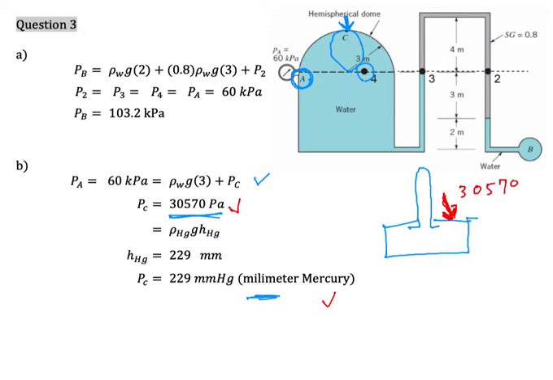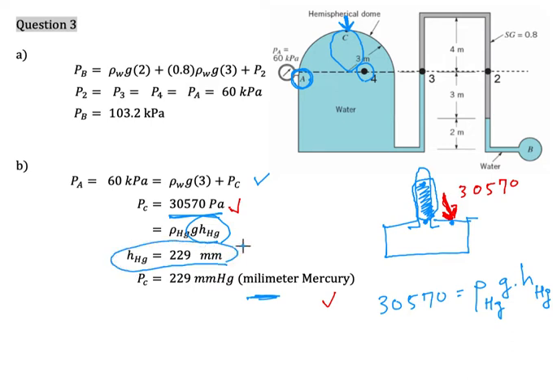30,570. We know that the point here is equal to the point here, and this point must be equal to rho g h. Then we could calculate that 30,570 is equal to rho mercury, gravity, and the height of mercury. If we calculate this equation, we find that the height of mercury is 229 millimeters. So we call the pressure at point C here 229 millimeter mercury.